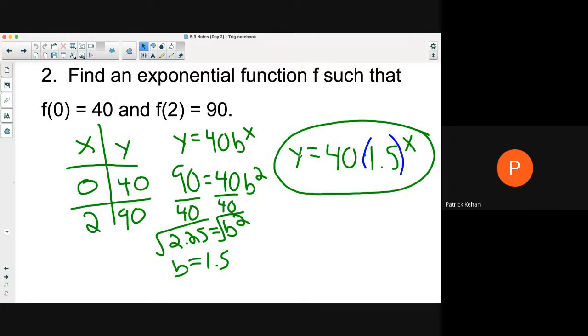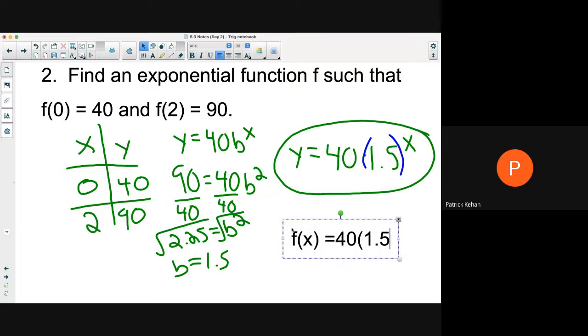Now, technically, this y right here should actually read f of x, since the original problem is in function notation. So this y should actually read f of x, just like this. F of x equals 40 times 1.5, close my group, to the x power here.